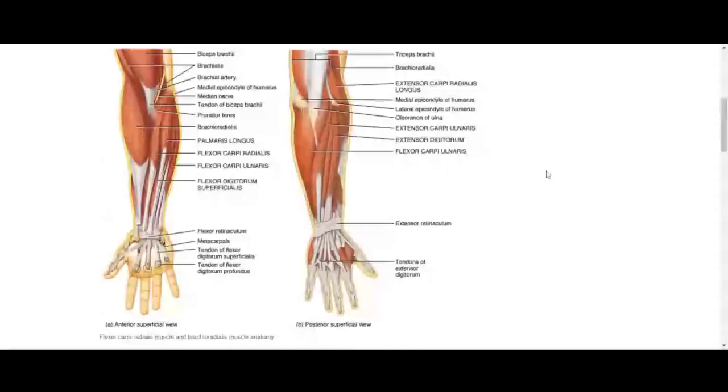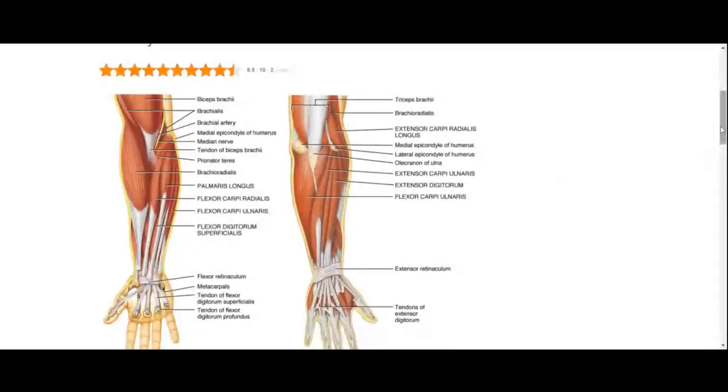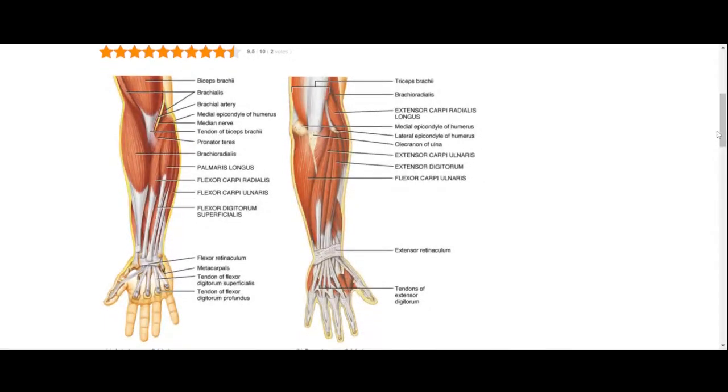Okay, check this one out. I like this one a lot. So I hid the note from you. We are looking at, on this picture, I can see brachioradialis here. I can see palmaris longus. And I can see a couple of muscles that are called the flexor muscles.